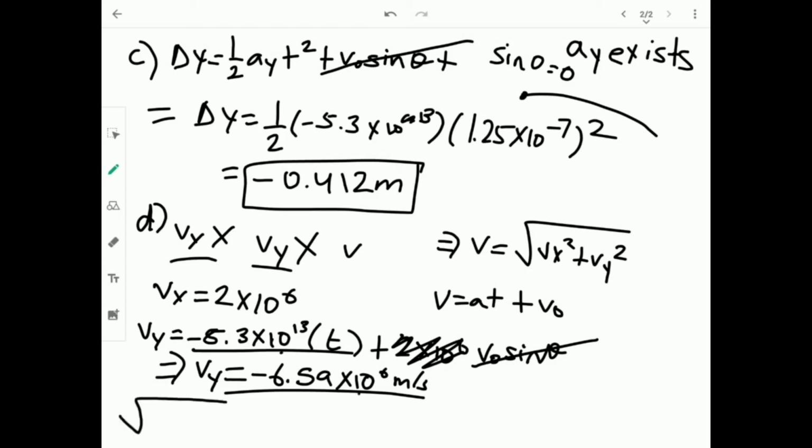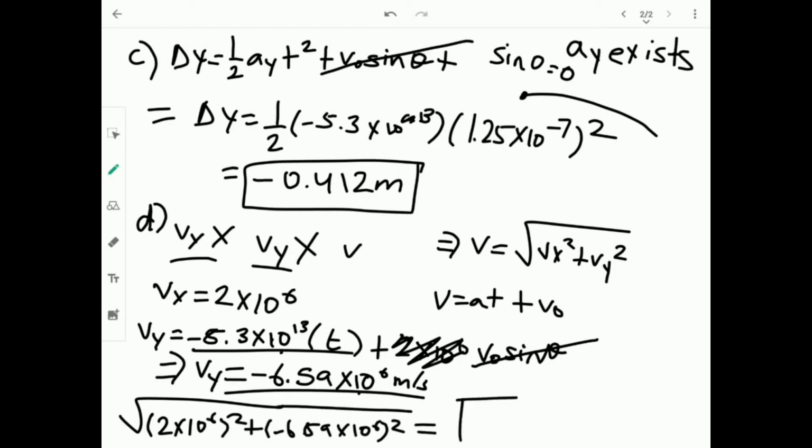So what we do is 2 times 10 to the power of 6 squared plus minus 6.59 times 10 to the power of 6 squared. We take the square root of all of that, and what we should get as the final answer is 6.89 times 10 to the power of 6 meters per second. So this is the final velocity of the electron.